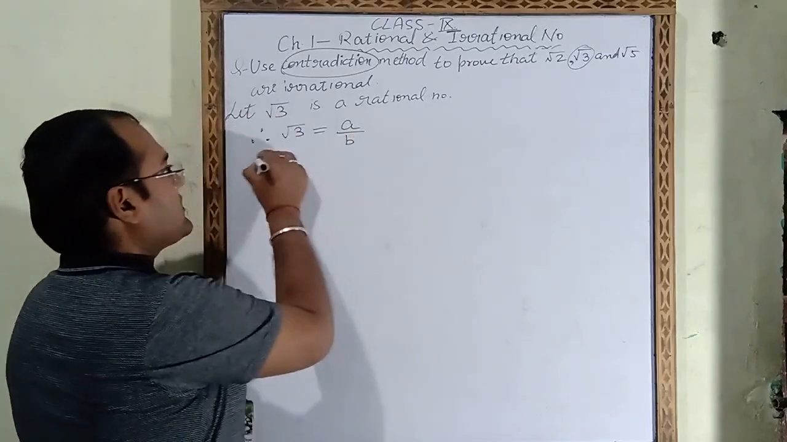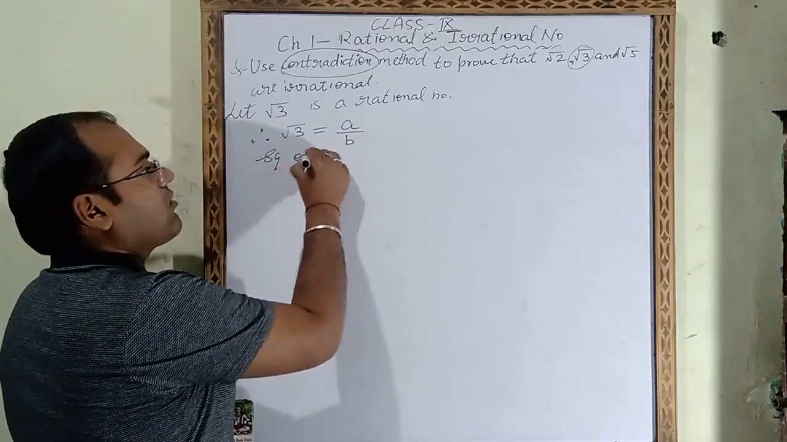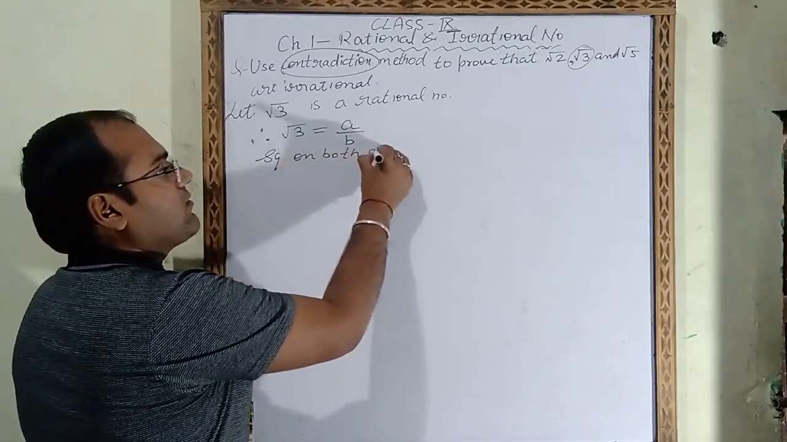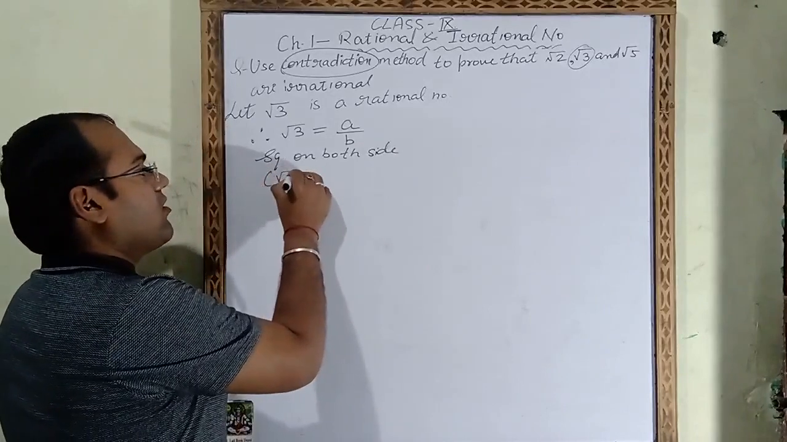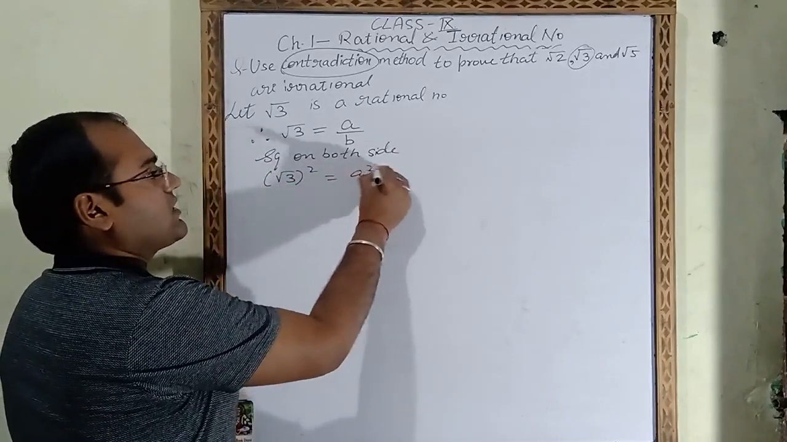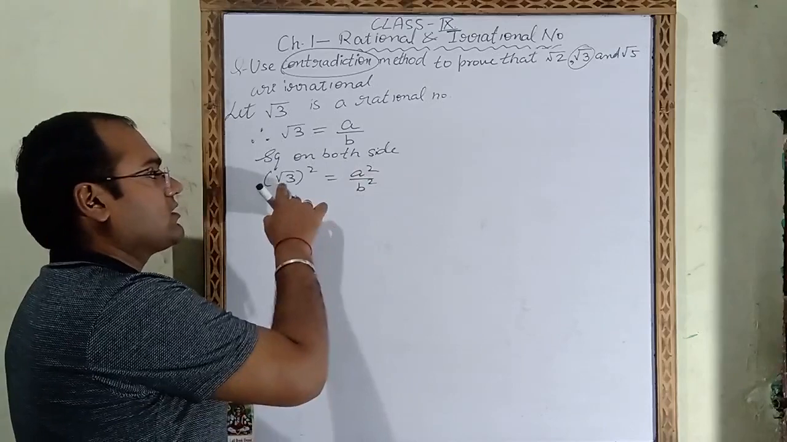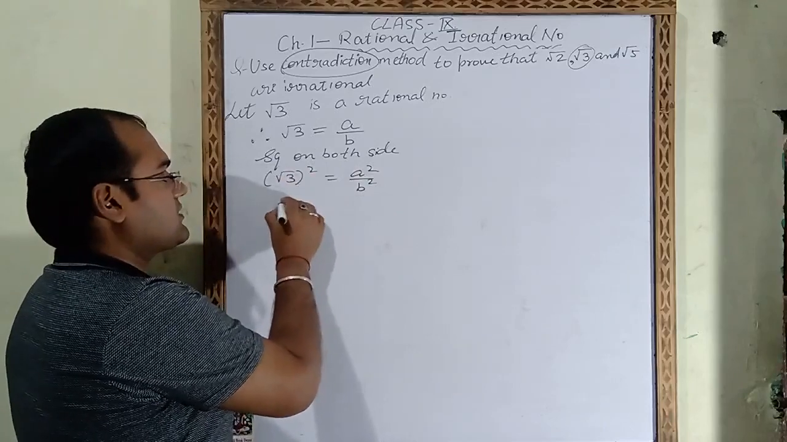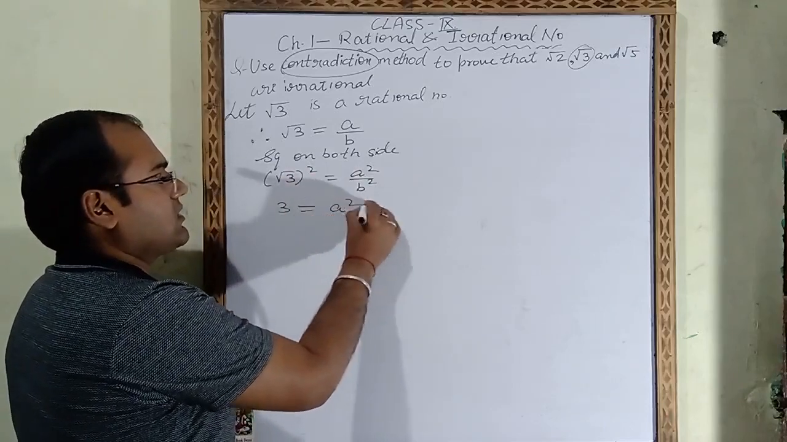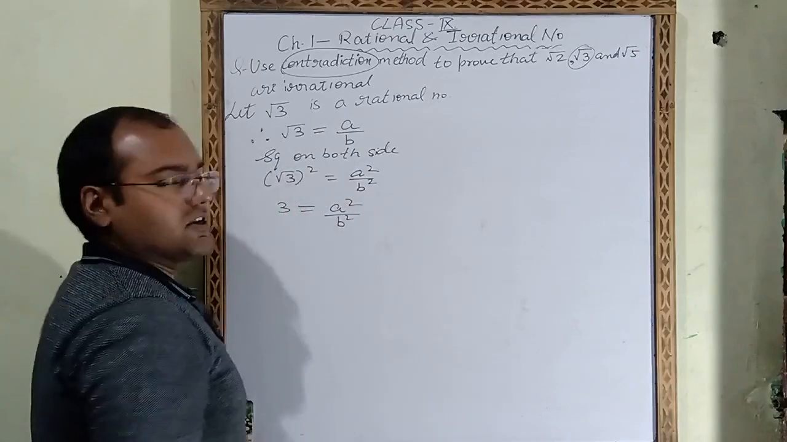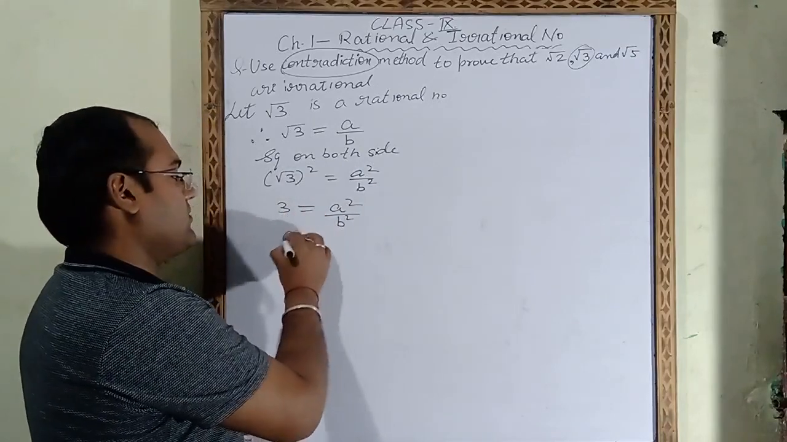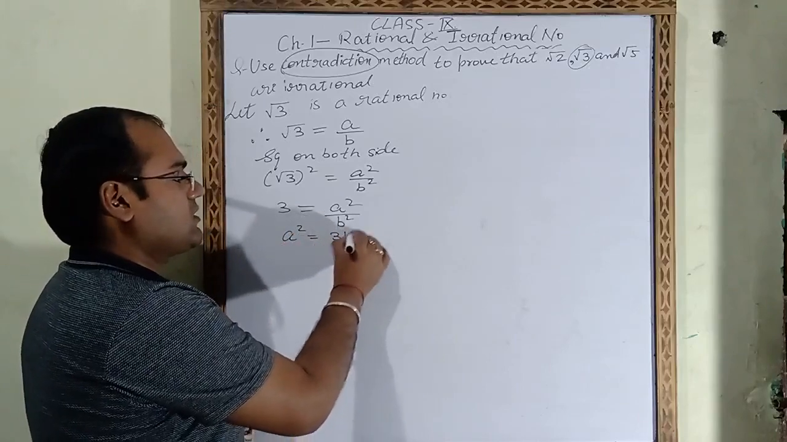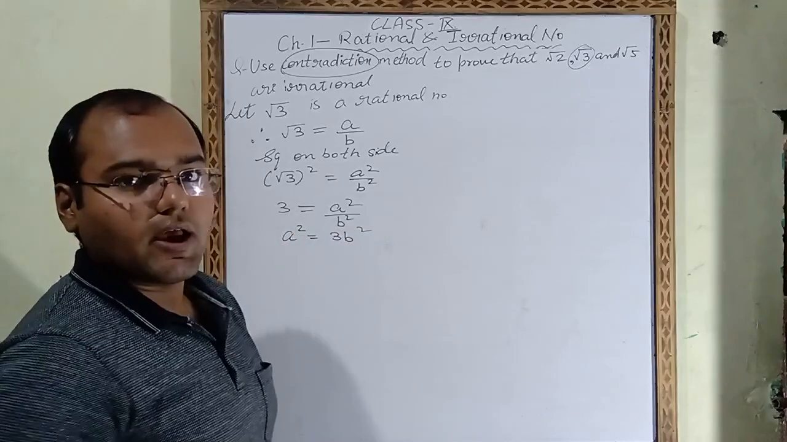Now what we will do? We will do squaring on both sides. So squaring of root 3 is equal to a square upon b square. When we do the square of root 3, the answer will be 3 is equal to a square upon b square. So this b square will go here in multiply. The answer will be a square is equal to 3b square.